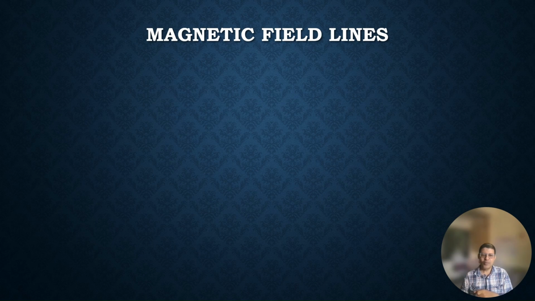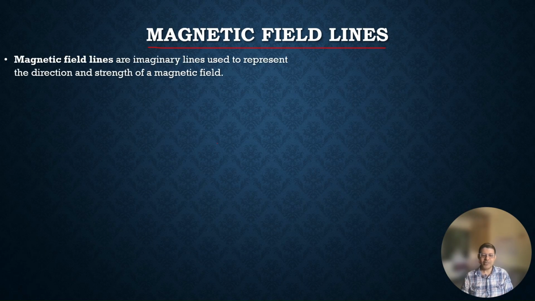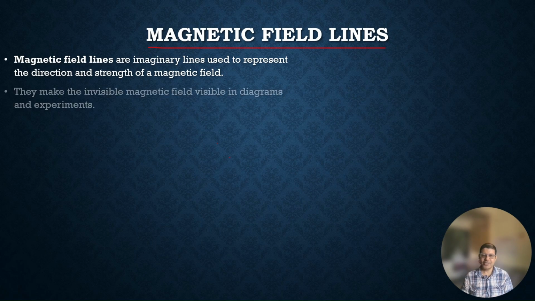So field lines. What are magnetic field lines? Invisible in nature, right? They help us to show both direction and strength of the magnetic field. So they are imaginary in nature. We have already seen this previously. They are imaginary in nature, and they give us the direction and strength as well. So why do we use them? They are used to represent in a diagram, to show us in an experiment that this is the bar magnet, and these are the field lines around it. It is used to represent the magnetic field around it.